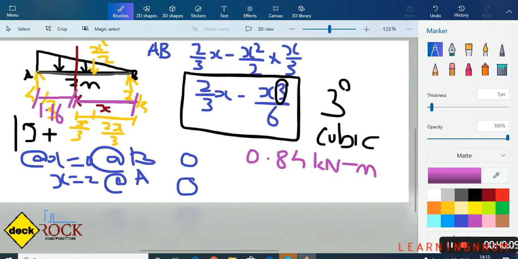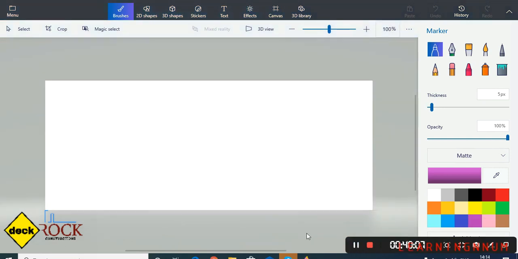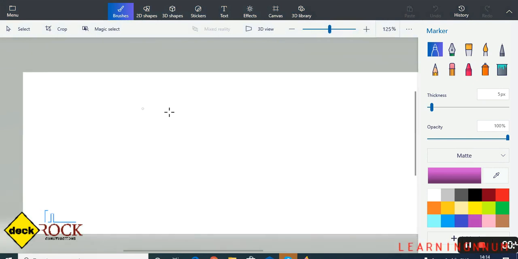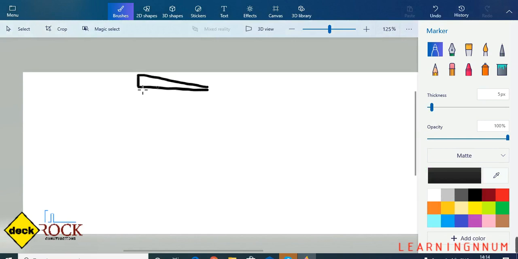Now we have to draw the bending moment diagram. Am I right? First draw the FBD. So I will draw small. Okay, so this is the FBD. These were the reactions. Now what is the shear force? This was the shear force, right? Negatively decreasing.